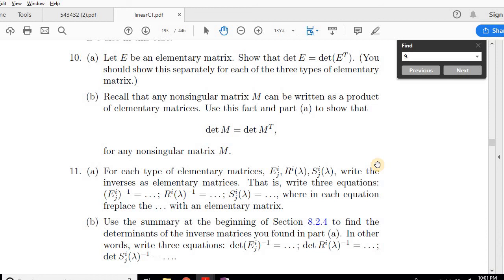Yeah, no, you should write it. It's as easy as writing these three equations. It would be good to give some indication how you found those three equations, but the upshot is that's what you need. This is a mistake. This should be Sij lambda inverse. That should have an inverse on it.